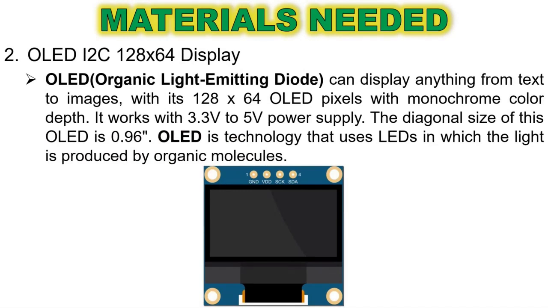Next, the OLED I2C 128 by 64 display. The OLED or organic light emitting diode can display anything from text to images with its 128 by 64 OLED pixels with monochrome color depth. It works with a 3.3 volts up to 5 volts power supply. The diagonal size of this OLED is 0.96 inch. OLED is a technology that uses light-emitting diodes in which the light is produced by organic molecules.